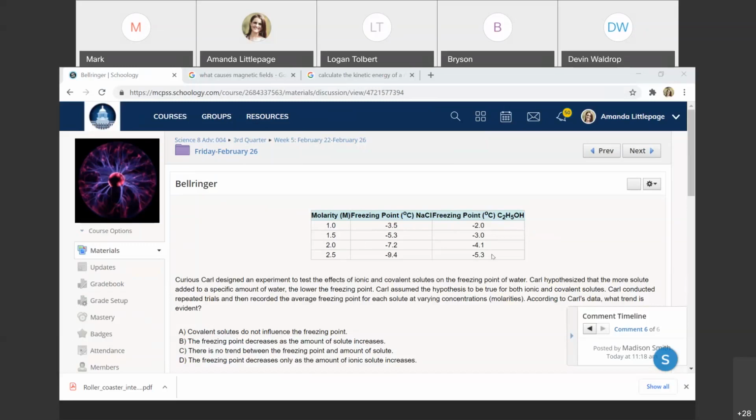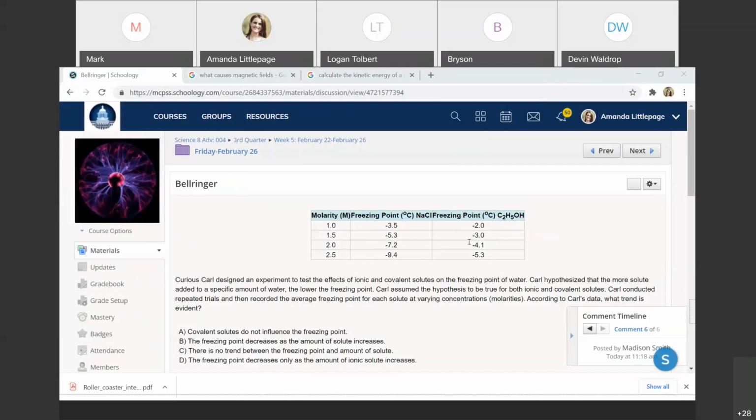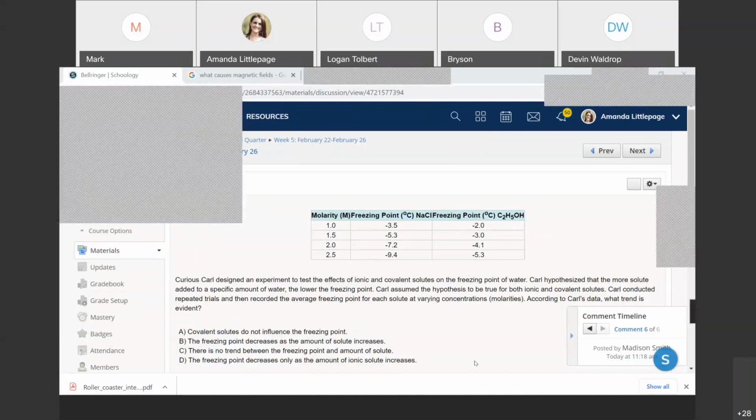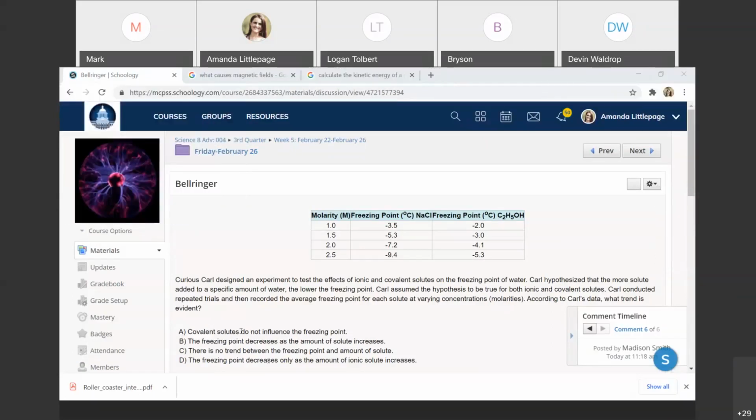Let's look at what happens to the freezing point. The freezing point drops or gets lower. So the more solute that's added to the solution, the more the freezing point drops, meaning it takes more energy, or the removal of more energy, in a lower temperature for these solutions to freeze. So let's see what options best fit the scenario. A, covalent solutes do not influence freezing point. Clearly that's not true, because what can we observe here? Well, the freezing point does change when you add more volume.